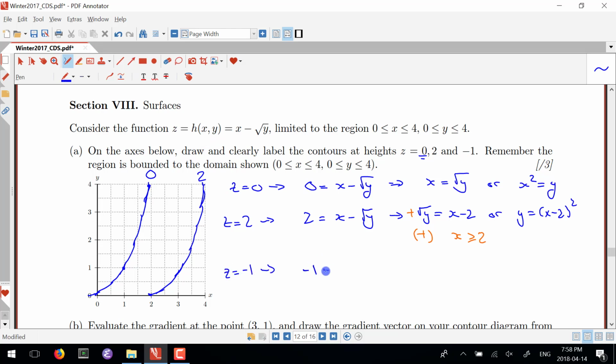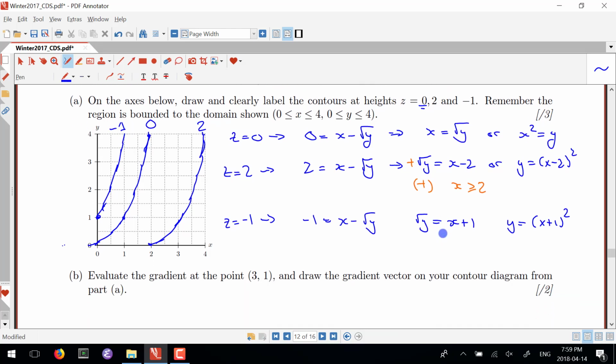And that's going to give us -1 equals x minus root y. And similar to these ones, we bring the root y over, and then we get y equals x plus 1 squared. Here we're not going to have too many issues with sign. That's the same parabola shifted left. So we'll go through 0, 1 and up like so. And it has a z value of -1. And those are our contours.